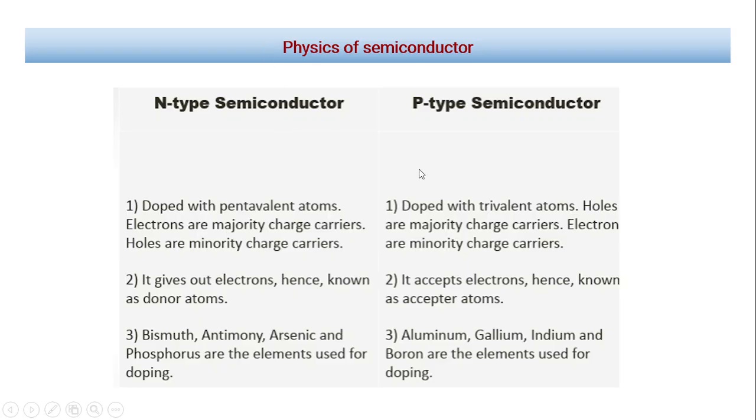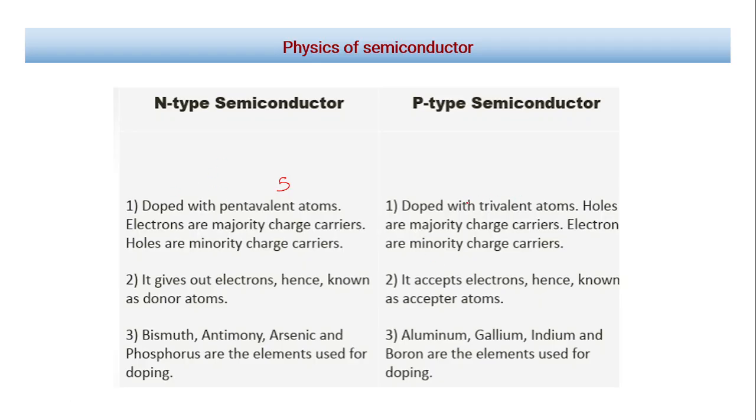An n-type semiconductor, as we just discussed, is doped with pentavalent atoms, that is, atoms which have 5 electrons in their valence shell. Electrons are the majority charge carriers here and holes are minority charge carriers. It gives out electrons, hence it is known as a donor atom. When we dope using pentavalent atoms, they are called donor atoms because they are donating electrons. Examples are bismuth, antimony, arsenic, all those group 15 elements.